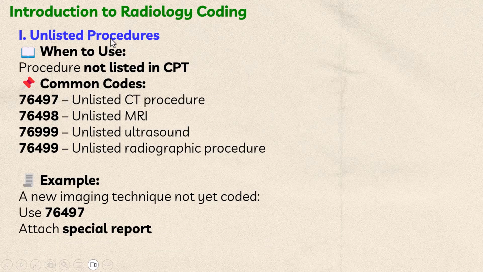Next part is unlisted procedures. So when to use these? If there's a procedure not listed in the CPT, you can use them. Common codes are listed here for unlisted CT, unlisted MRI, unlisted ultrasound, and unlisted radiography procedures. You can use these unlisted procedure codes, but here you have to attach a special report.